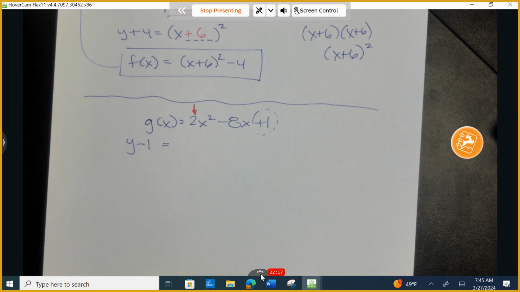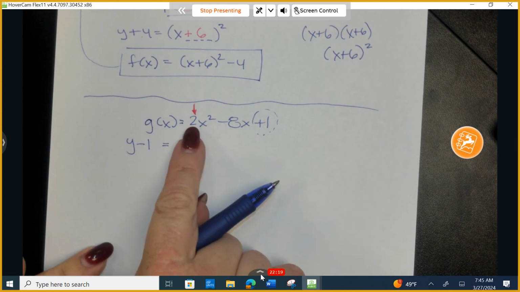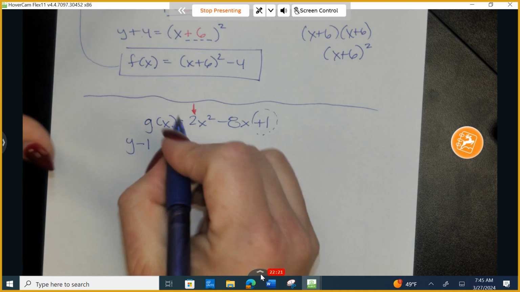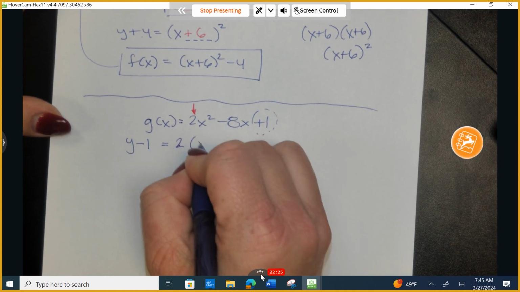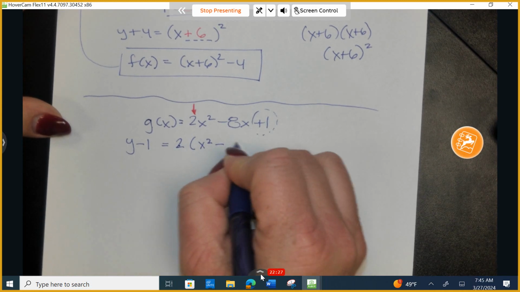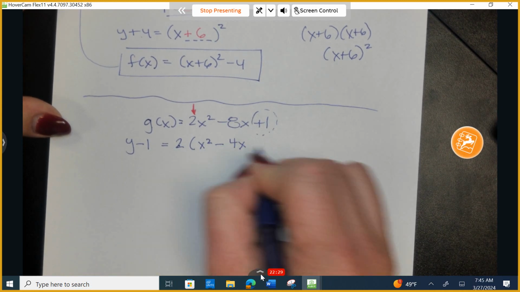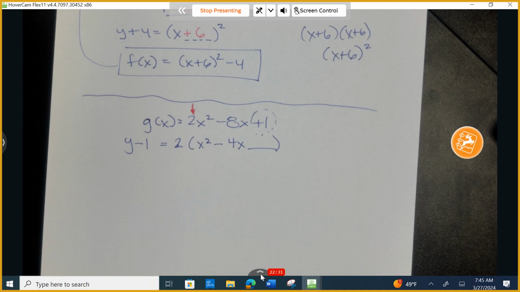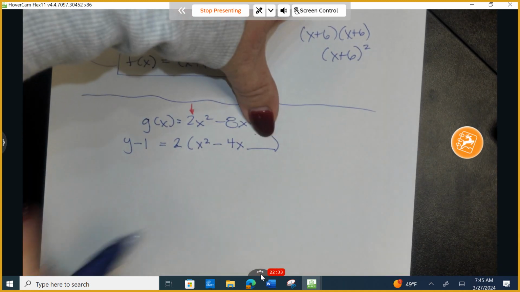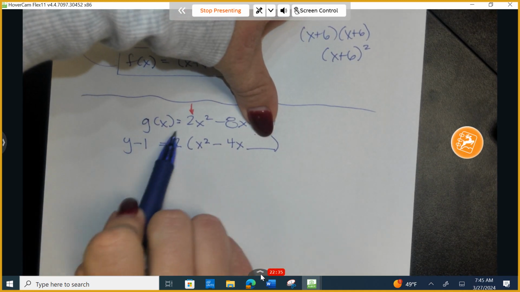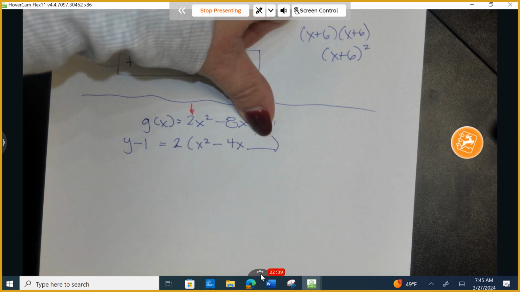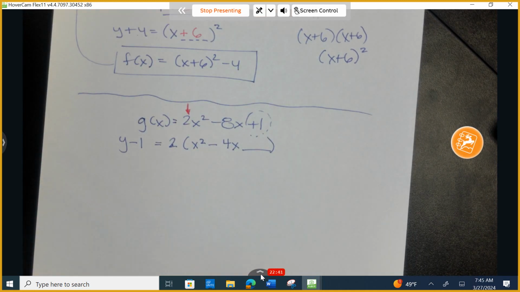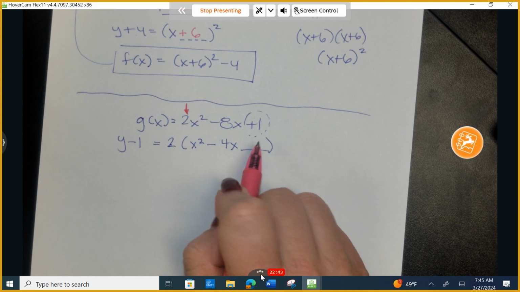And now what's different about this is anytime this is anything other than a positive 1, I have to factor it out before I start. Okay, so we have 2 times x squared, minus 4x, and now I have a blank there. So I've already moved the 1 over to the left-hand side so I can cover it up, and I've factored out 2 of what I have. So 2 times x squared and 2 times negative 4. Awesome. Okay. How do I figure out this value?